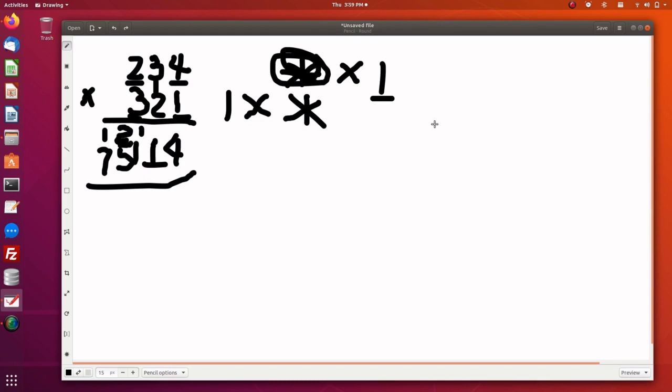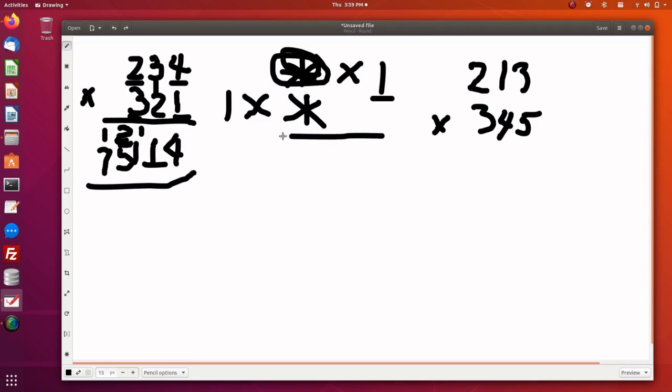Halimbawa naman, we have here 213 times, let's say, 345. Okay? So, ito lang tatandaan natin, itong pattern na ito. From here, going to this last pattern. If we are computing 3-digit numbers. Okay? Una, sa umpisa, we will multiply this. Okay? 3 times 5. Ito yung first pattern natin. 3 times 5 is 15.